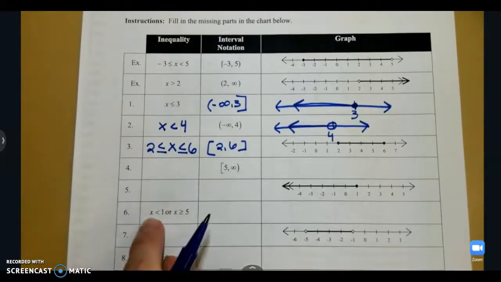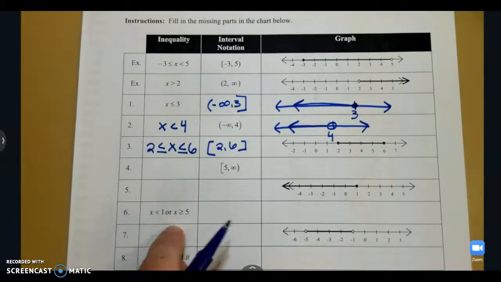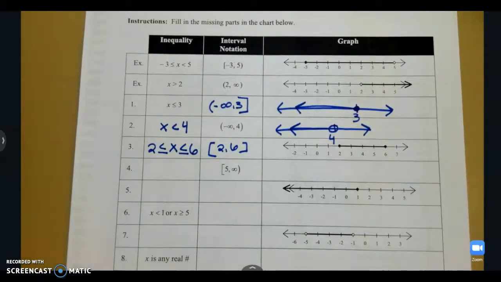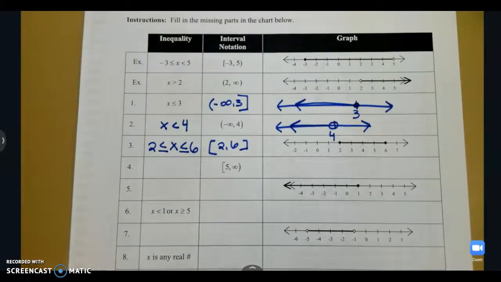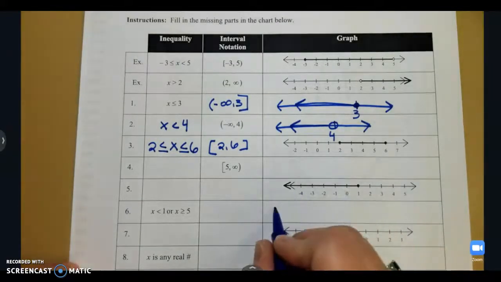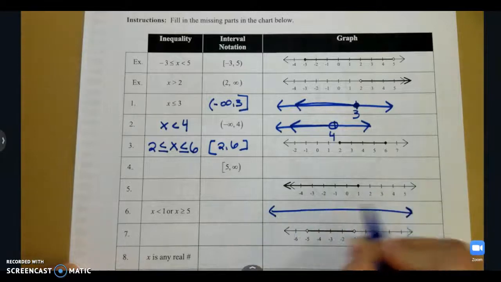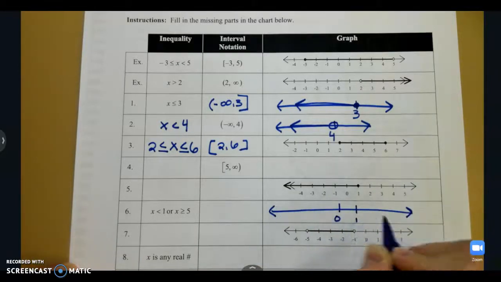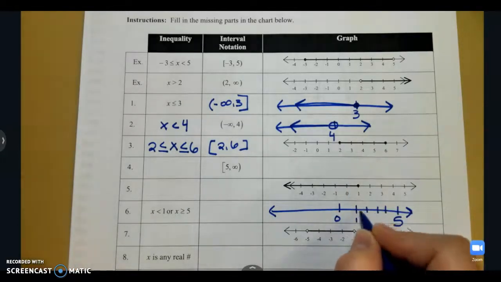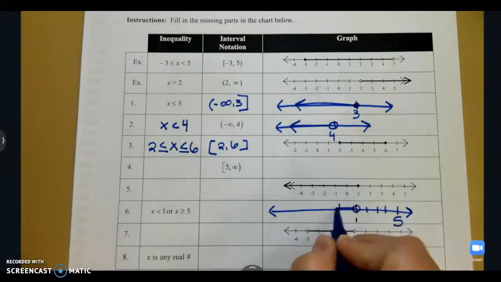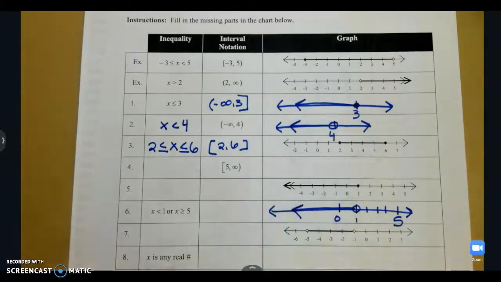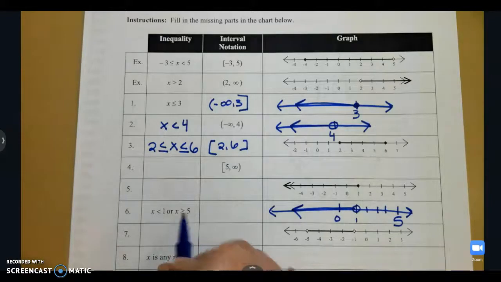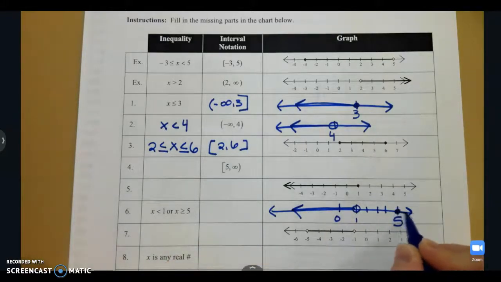Now let's jump down to number 6 here. I've got x is less than 1 or x is greater than or equal to 5. So let's graph this first, and that should help us determine how to write this in interval notation. So I'm going to draw my number line. Here's 0, 1, 2, 3, 4, 5. So first, x is less than 1. That's going to be an open circle off to negative infinity. Or x is greater than or equal to 5. That's going to be a closed circle and off to positive infinity.